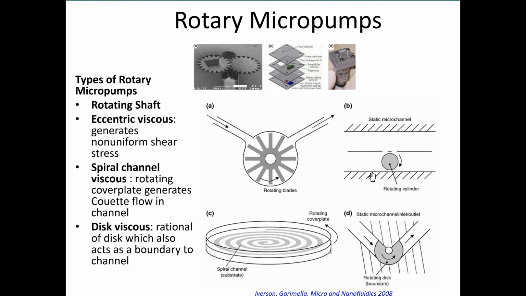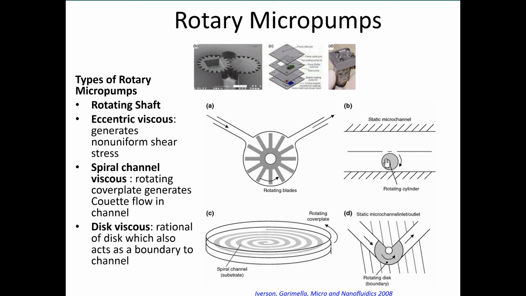However, if you displace that cylinder to the side of the microchannel, what will happen is that because you're very close to the walls here, there's a lot of hydraulic resistance in this region and a lot of shear stress. So you'll have less fluid motion on this side versus the top side. As a result, you'll generate a net flow of fluid from left to right.